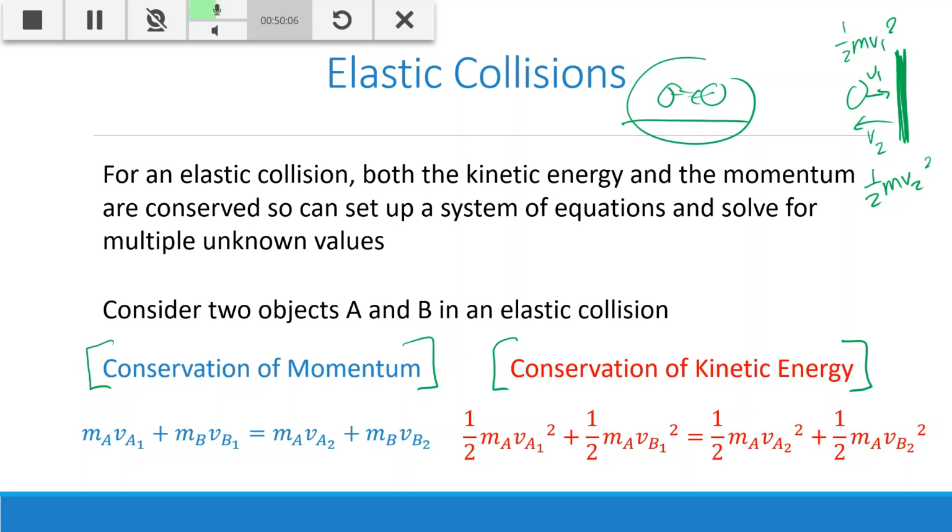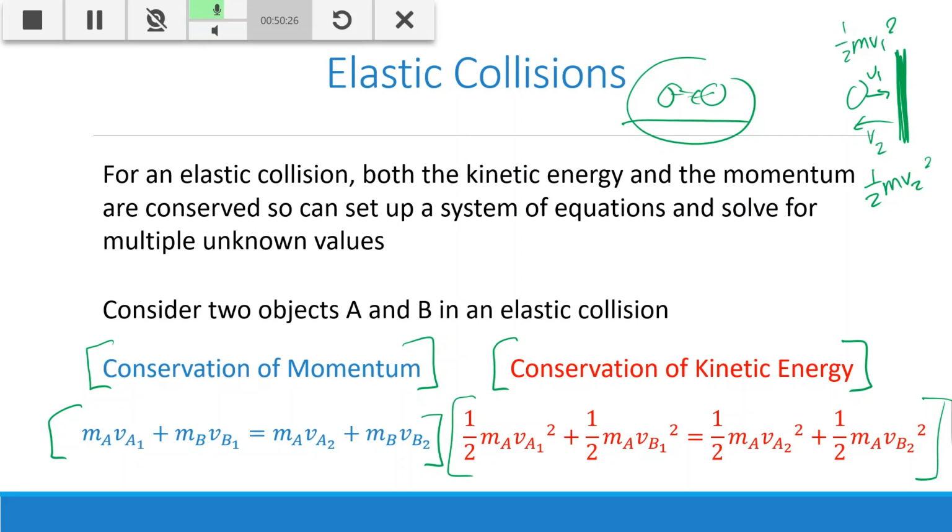The way I solve these problems is I write a conservation of momentum equation. So saying I have objects A and B, and I have possible velocities at the start and at the end for both. And then I have a kinetic energy equation here. So you can set up all sorts of problems with this.